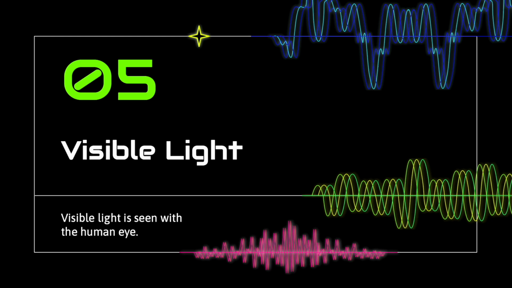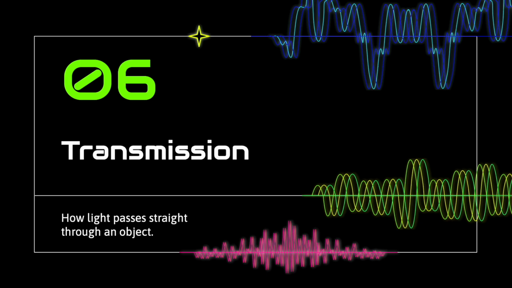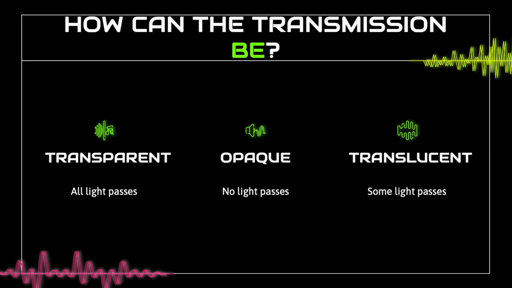Then we have visible light. Visible light is seen with the human eye. Pretty simple. Then we have transmission, which is how light passes straight through an object. So how can the transmission be? We have transparent, opaque, translucent.